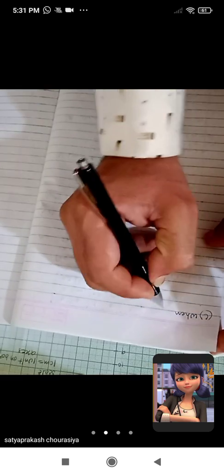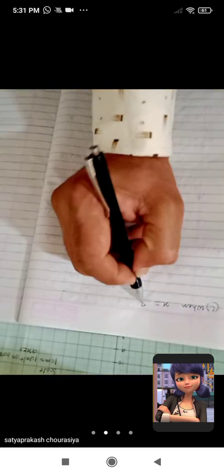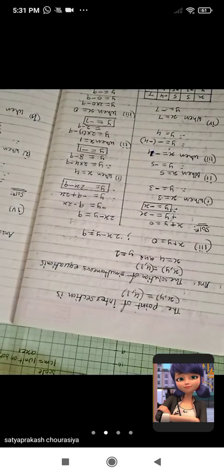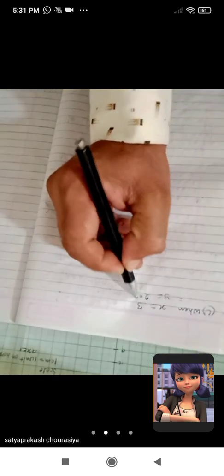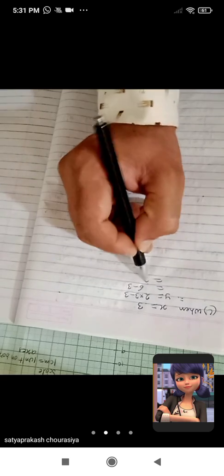When x is equal to 3. Suppose x is equal to 3. So therefore y is equal to 2 into 3 minus 3. So 2 threes are 6, 6 minus 3 is equal to 3.